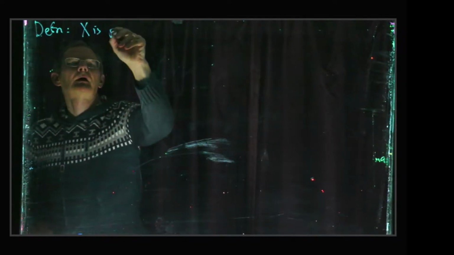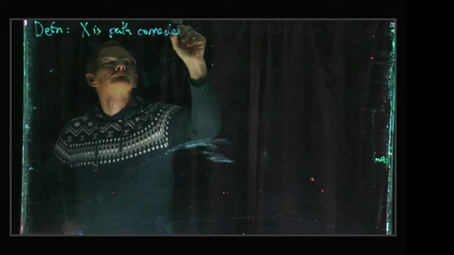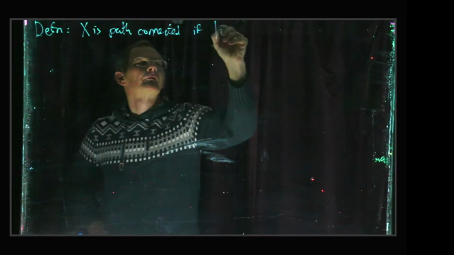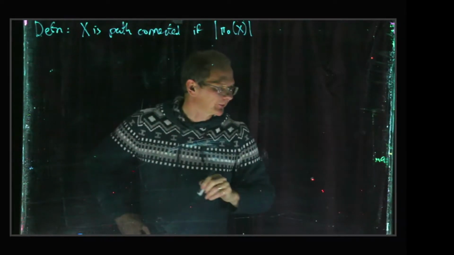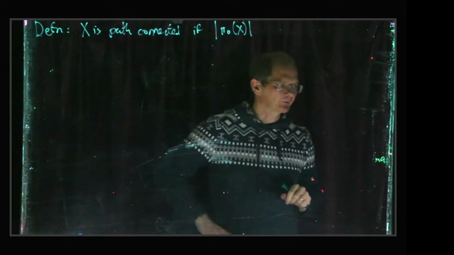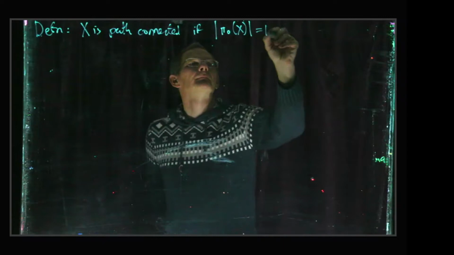Okay, so I'm going to carry on talking about pi zero and in particular about path connected spaces. So that's this definition. X is path connected if the set pi zero of X that we were discussing last time, the set of path components, the equivalence classes, has size 1.